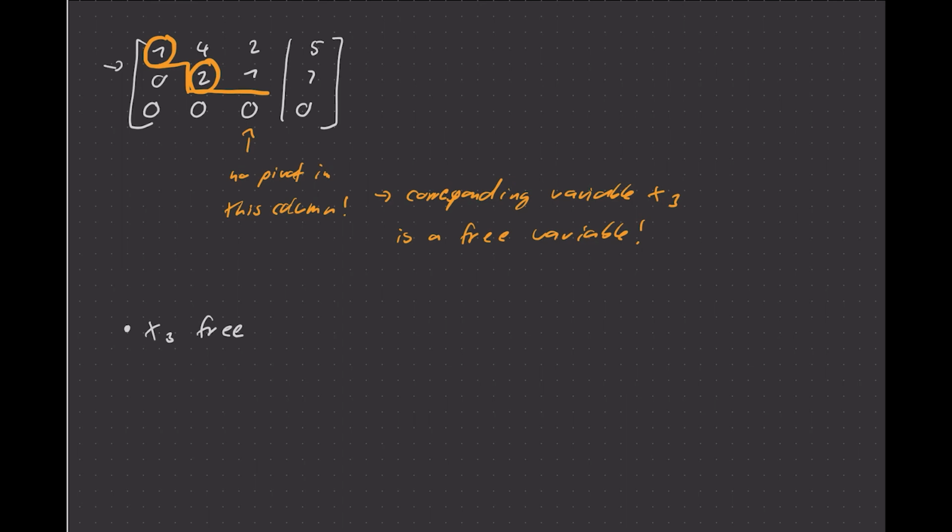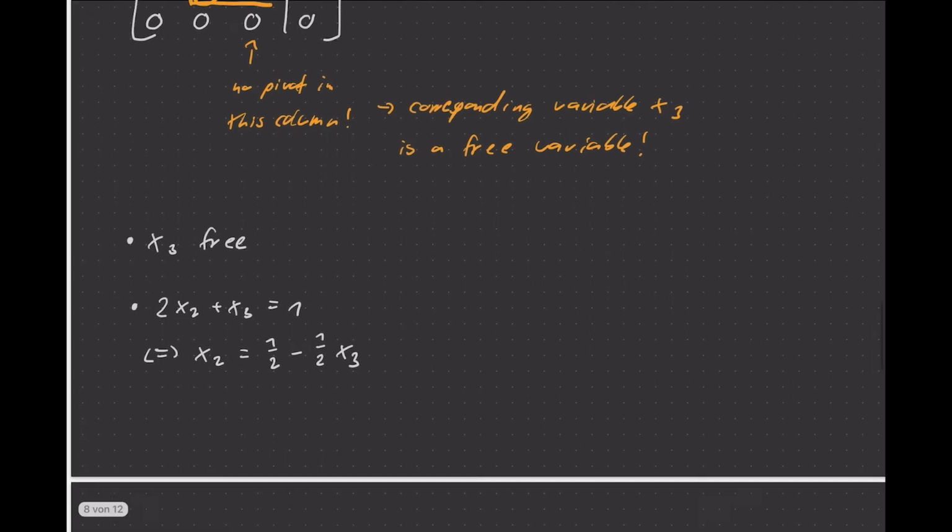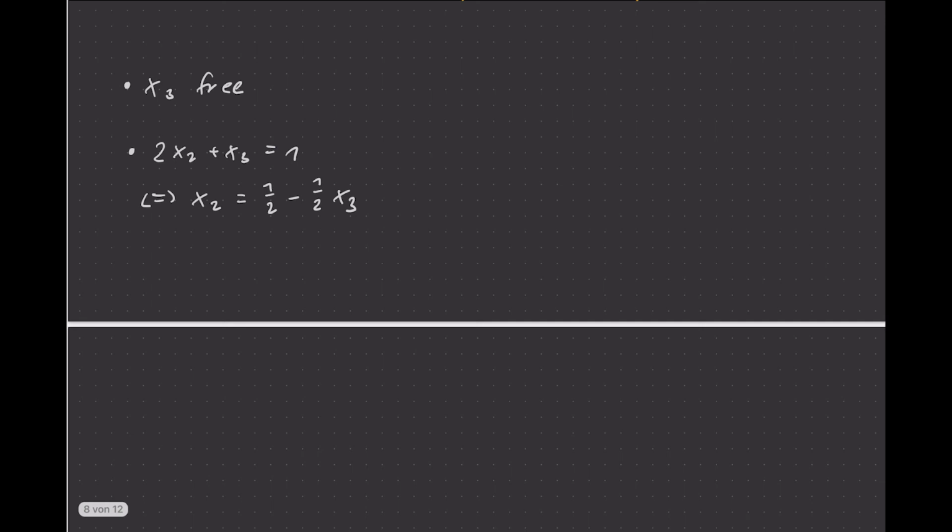For the second column, this one here, that's the x2 column. We can take the second row, that's the equation 2x2 plus x3 equals 1. So solving that for x2 yields x2 equals 1 over 2 minus 1 over 2 x3. Notice the result does depend on x3. Now that's fine. Every value of x3 has a corresponding value of x2 such that we get a solution.